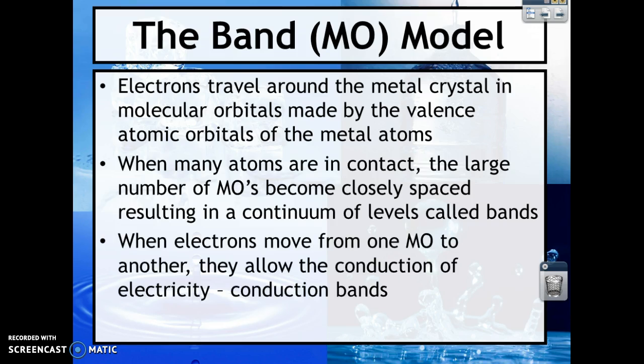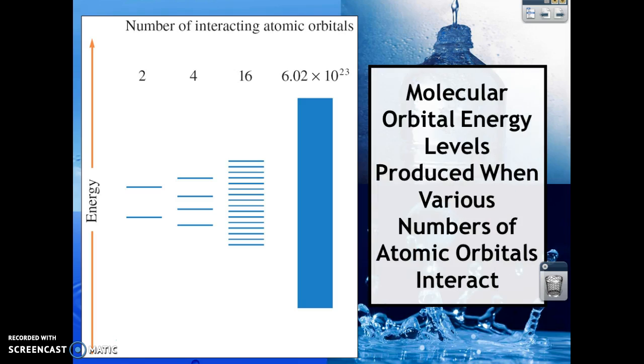Now the electrons can move from one to another, and that's what allows conduction of electricity. In this case, we call them conduction bands. Here's an example. If we only had two orbitals interacting, they'd be pretty far apart. But as we get 4, they start to squish together, 16, and then we get up all the way to Avogadro's number. Think of all those atoms packed together within 1 mole of a metal.